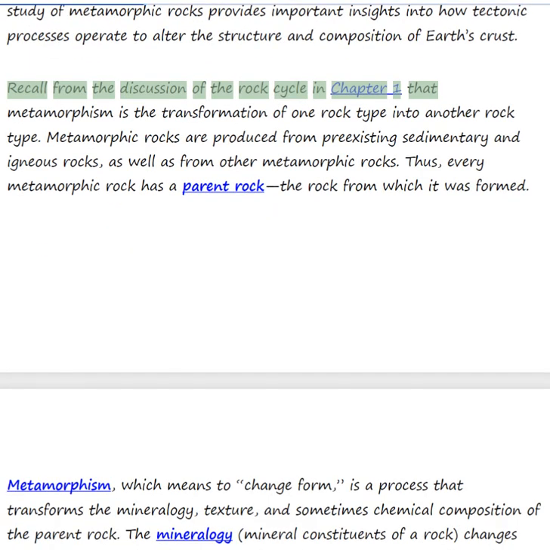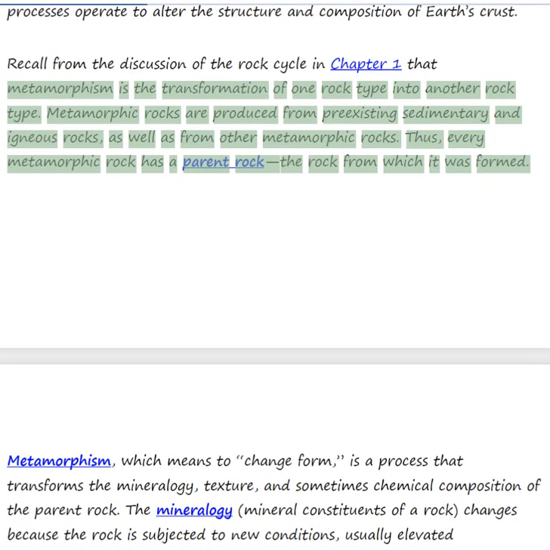Recall from the discussion of the rock cycle in Chapter 1 that metamorphism is the transformation of one rock type into another rock type. Metamorphic rocks are produced from pre-existing sedimentary and igneous rocks, as well as from other metamorphic rocks. Thus, every metamorphic rock has a parent rock, the rock from which it was formed.